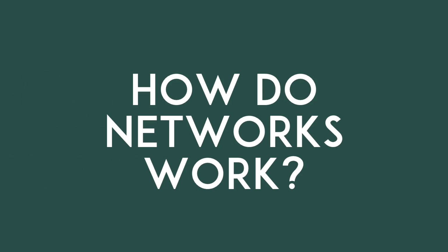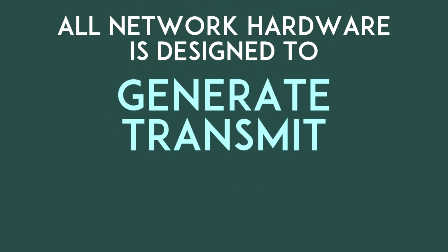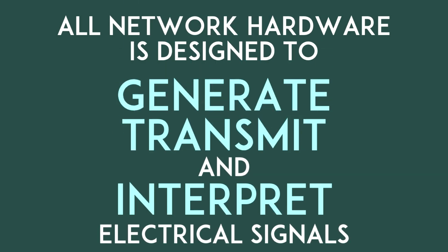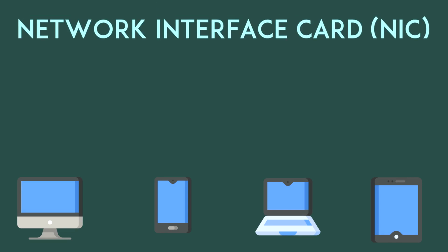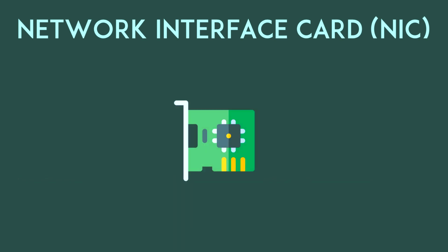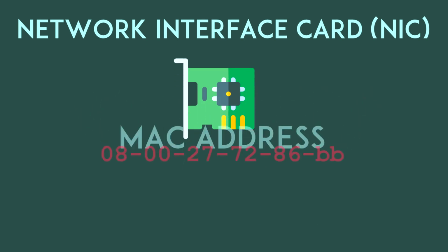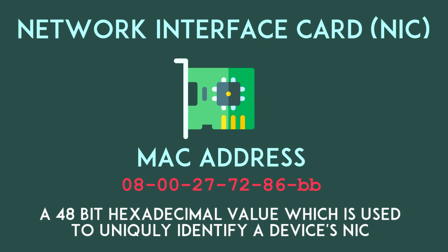Now, all networks require certain core elements of hardware in order to operate. All network hardware is designed to generate, transmit, and interpret electrical signals. First, we'll start small. Inside your computer, phone, laptop, tablet, or whatever you're using to watch this video will be a network interface card. This is what will be communicating with the internet connection in your house and is how your device is able to connect to the internet. Each network interface card, or NIC for short, contains what is known as a MAC address, made up of 48 bits which are represented in hexadecimal and is how your home internet knows which device to send which packets of data to. Every MAC address is completely unique and no two devices share the same one.